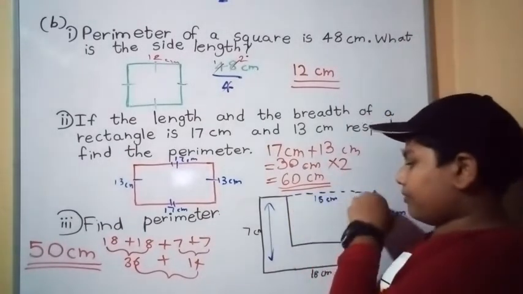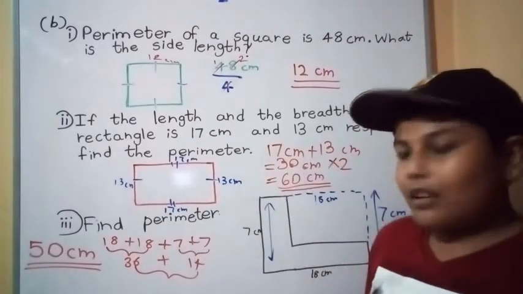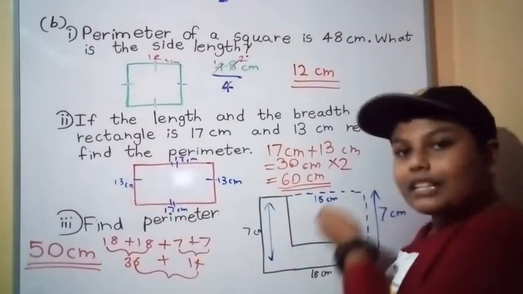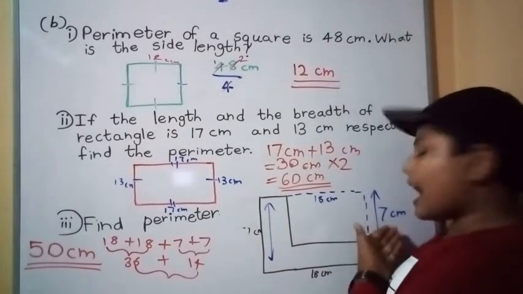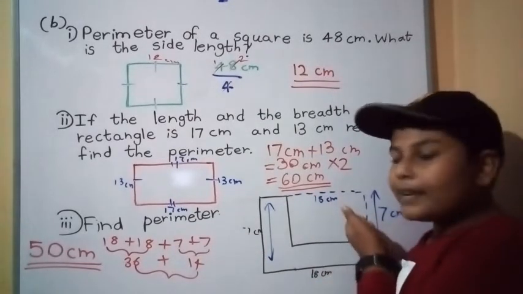Now I draw a cross line because I want to get a full figure, one where I can very easily find the perimeter. Now these two sides are the same, these two are the same. They are 7 centimeters, 7 centimeters also. They are 18 centimeters, 18 centimeters also.